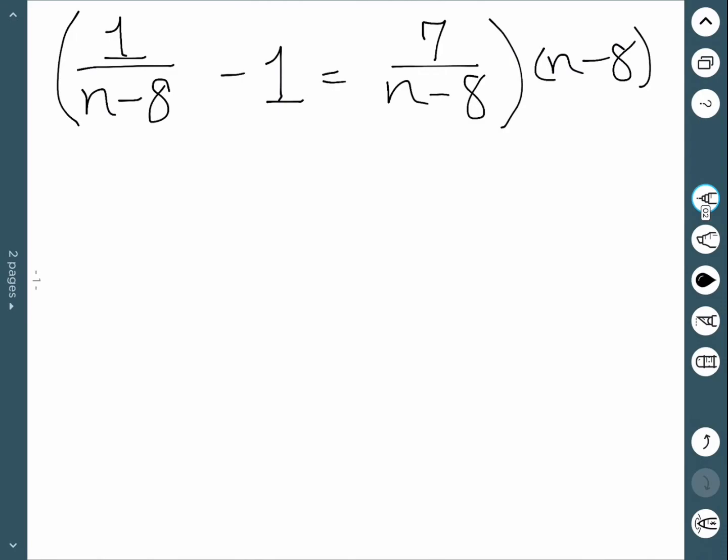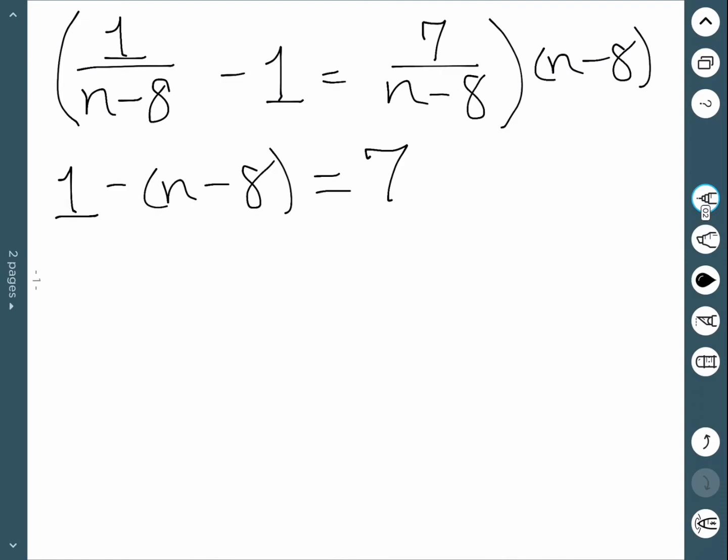When I multiply the first thing by n minus 8, the n minus 8's cancel and I'm left with just 1. Negative 1 times n minus 8, and then on the right-hand side, 7 over n minus 8 times n minus 8. Once again, that denominator is going to cancel, and I'm just left with 7. And now I have something linear that we know how to solve.